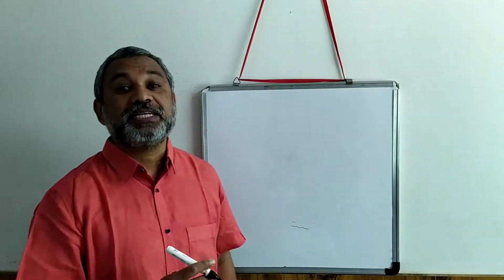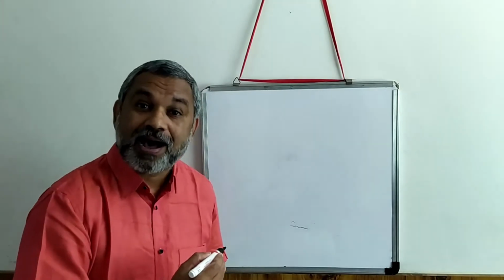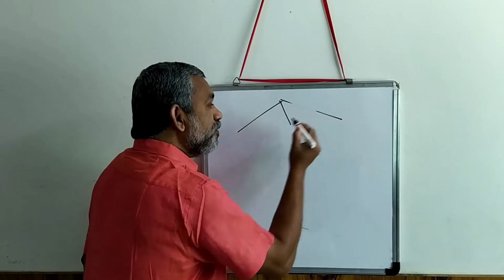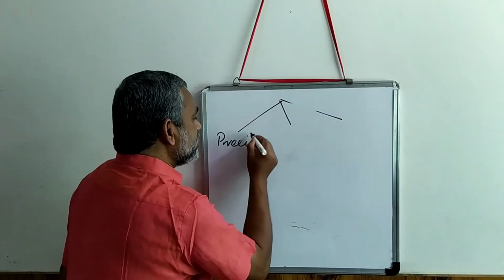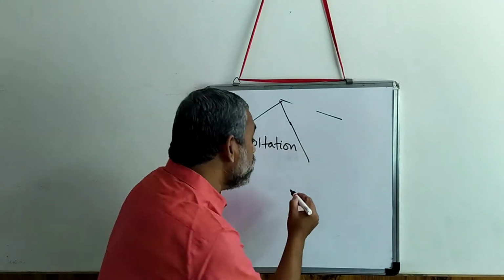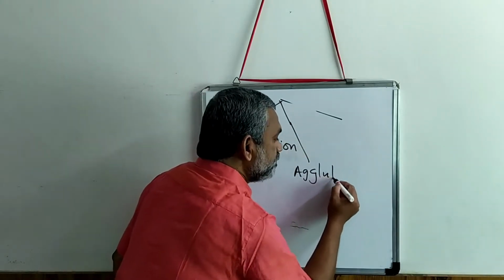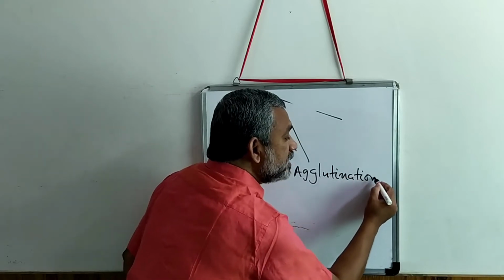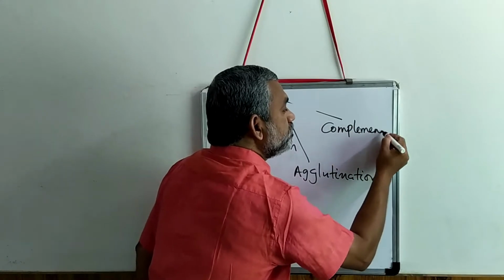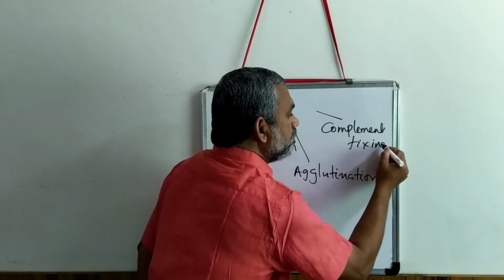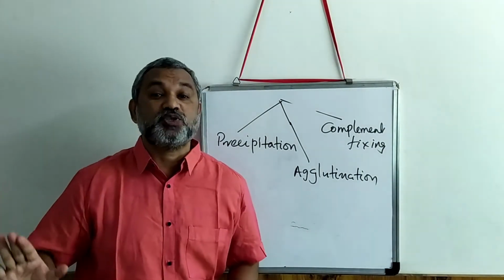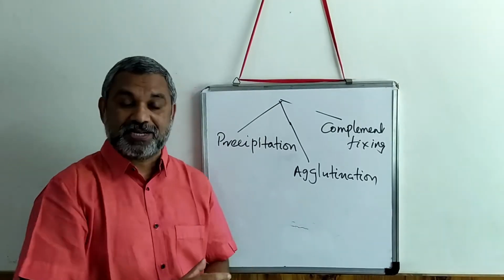There are three different types of antigen-antibody reactions. These three reactions are, first, the precipitation reaction. The second is called the agglutination reaction. And the third is known as the complement fixing reaction. So these are the three different types of serological tests we are going to address.